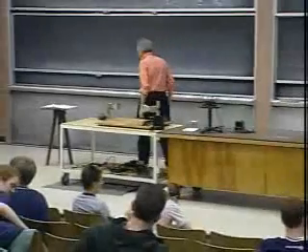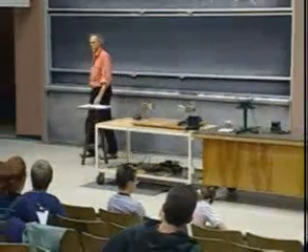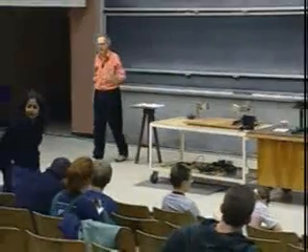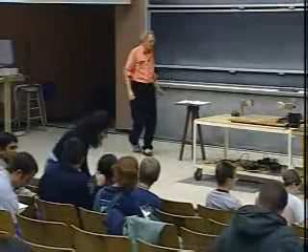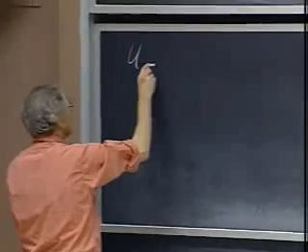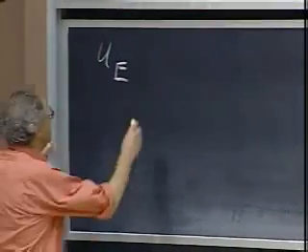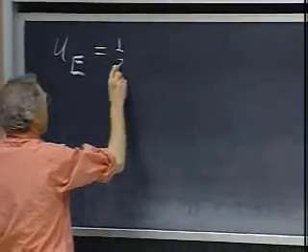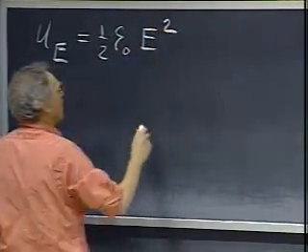We're going to talk today about energy in electromagnetic waves. There must be energy in there because we know that electric fields contain energy and magnetic fields contain energy. And you may remember that the electric field energy density is 1/2 epsilon 0 E squared.